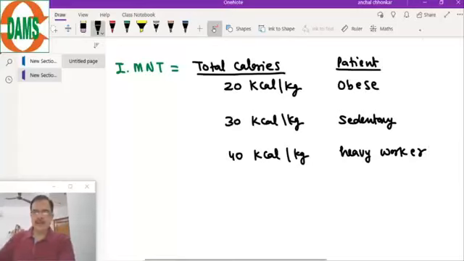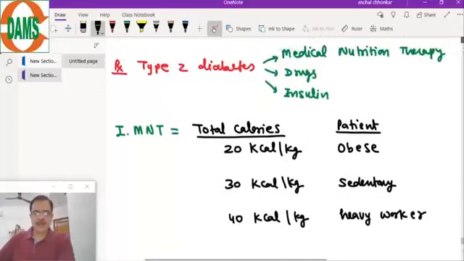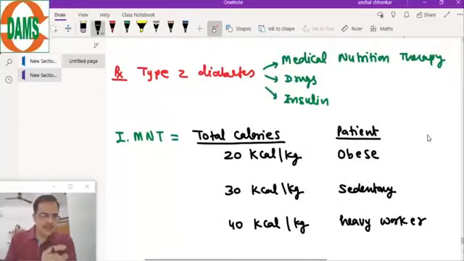So MNT, we have just started with the management of diabetes. These are the medical components of management. I'm not discussing the surgical, which is the bariatric surgeries. So the medical components of type 2 diabetes management are medical nutrition therapy, drugs, and insulin. Medical nutrition therapy is basically a diet.